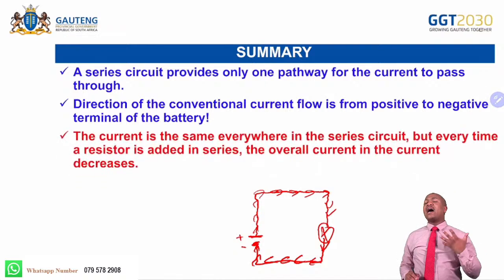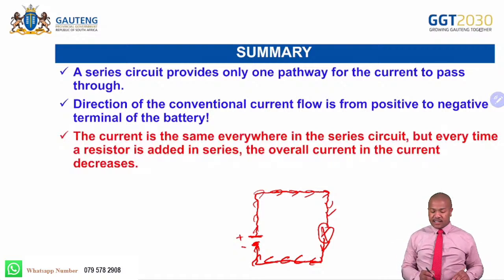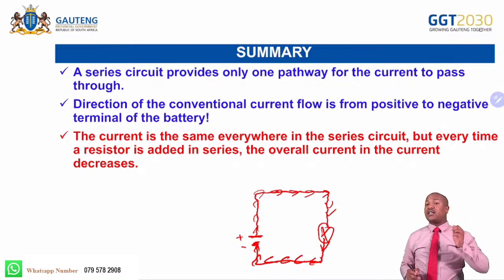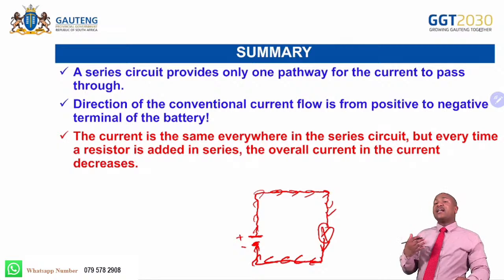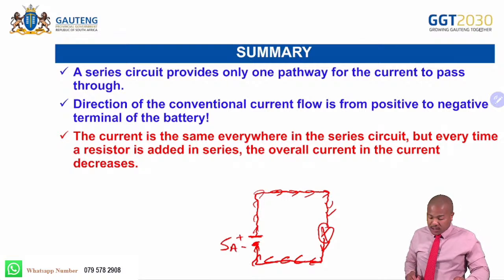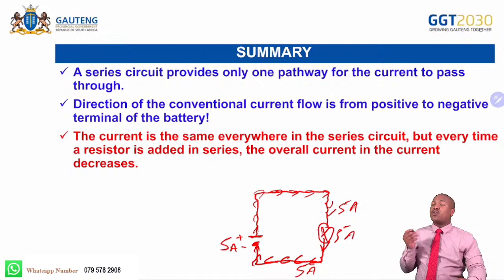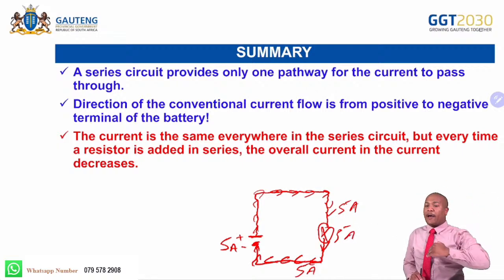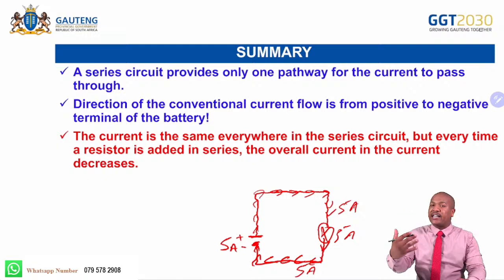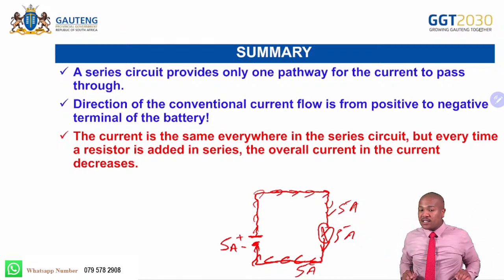And also, the current is the same everywhere in the series circuit. But every time a resistor is added in series, the overall current in the circuit decreases. The current is the same everywhere. We mean that if you have 5 amperes of current from the main source, you're going to have 5 amperes along this conductor, 5 amperes along this light bulb. It is the same everywhere unless a resistor is added, and that's when the current is shared amongst the resistors or components of that series circuit.